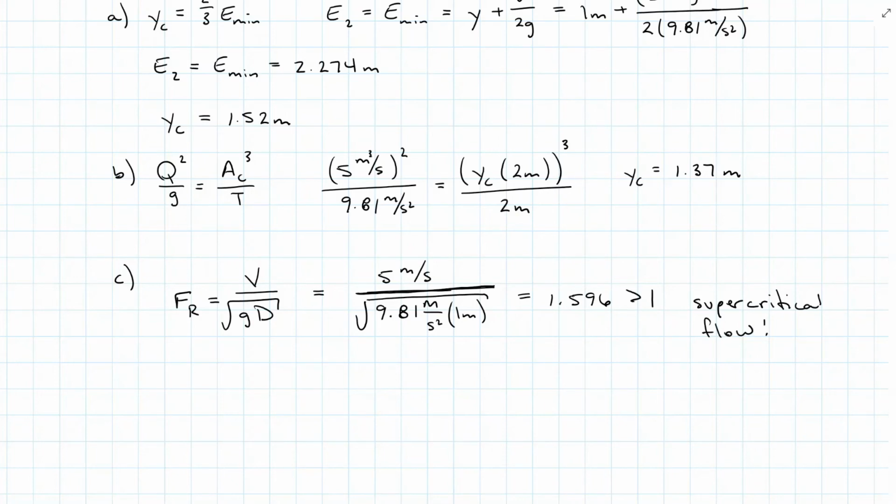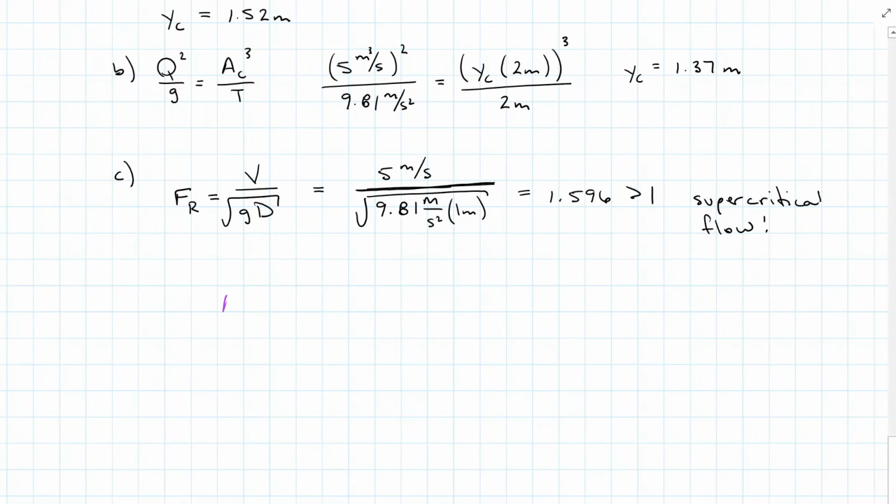Okay, we also knew that because our critical depth is 1.37 meters or 1.52 meters, depending on if we're looking at critical depth by minimum energy or critical depth by flow rate. And both of these are greater than the current depth that we are flowing at, which is 1 meter. So this also tells us we're at supercritical.